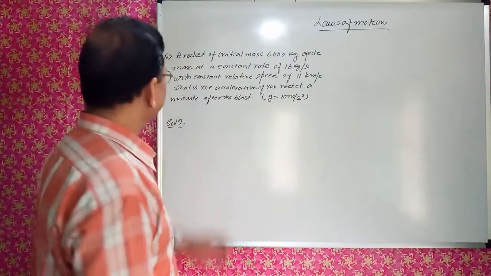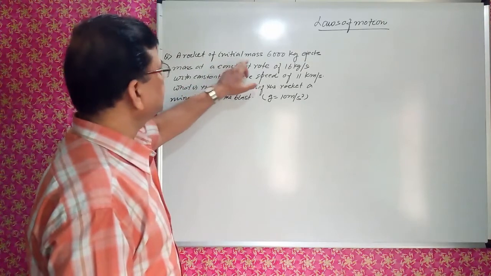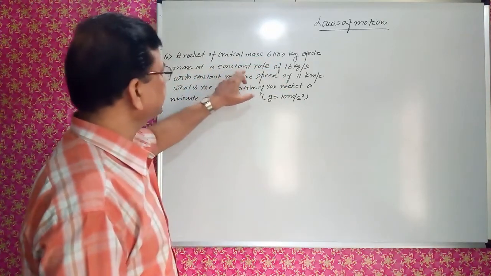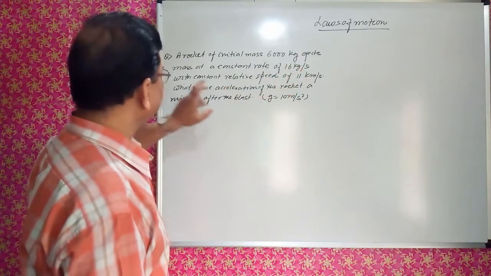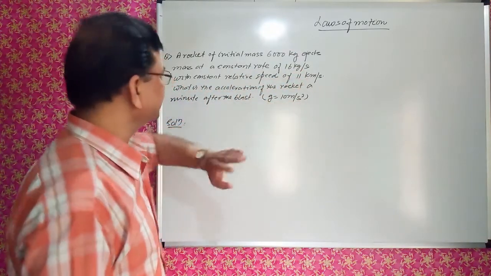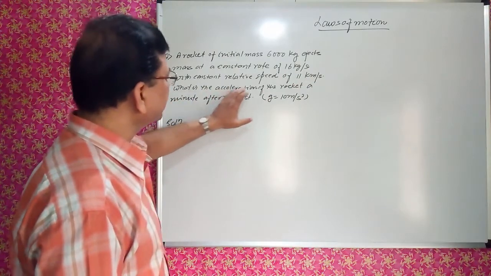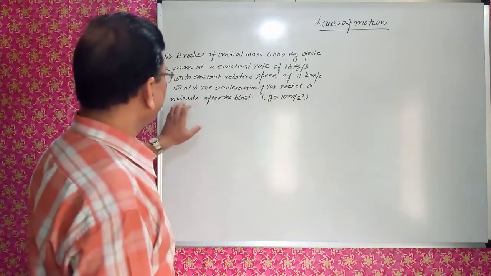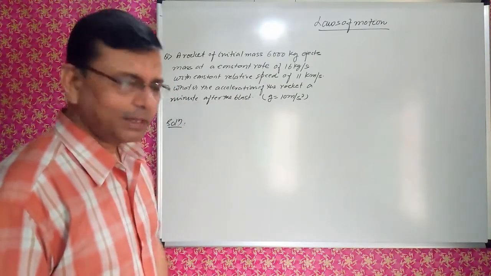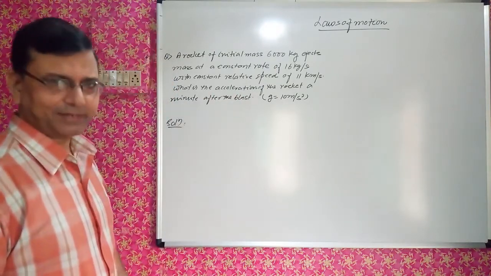See this question. A rocket of initial mass 6000 kg ejects mass at a constant rate of 16 kg per second with constant relative speed of 11 kilometers per second. What is the acceleration of the rocket a minute after the blast? g is given. So what are the data given that we will write first?